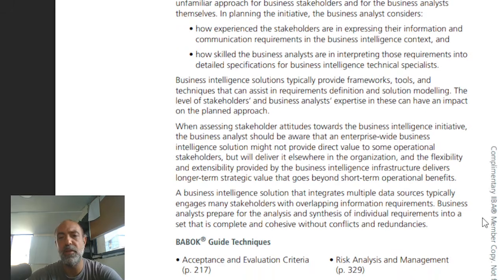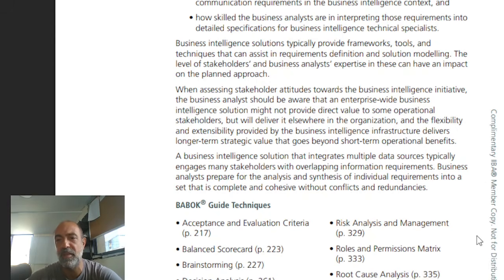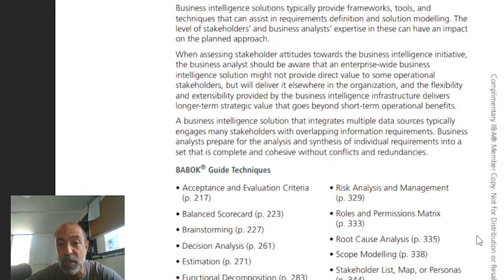Business intelligence solutions typically provide frameworks, tools, and techniques that can assist the requirement definition or solution modeling. The level of stakeholder and business analyst expertise can have an impact on the planned approach. When assessing stakeholder attitudes towards the business intelligence initiative, the business analyst should be aware the enterprise-wide business intelligence solution might not provide direct value to some operational stakeholders, but will deliver it elsewhere in the organization.